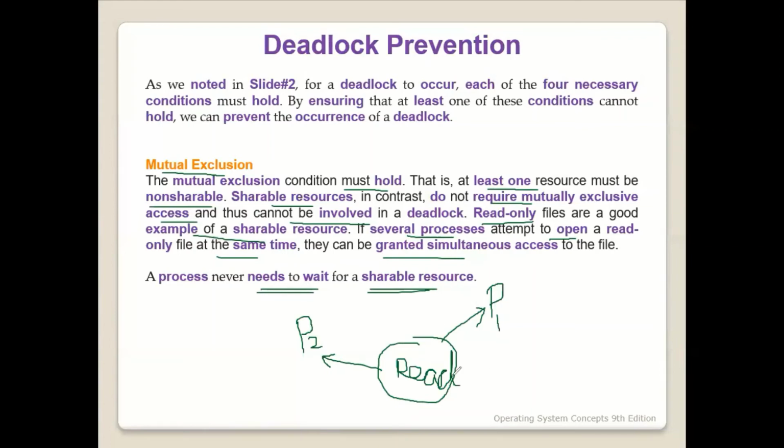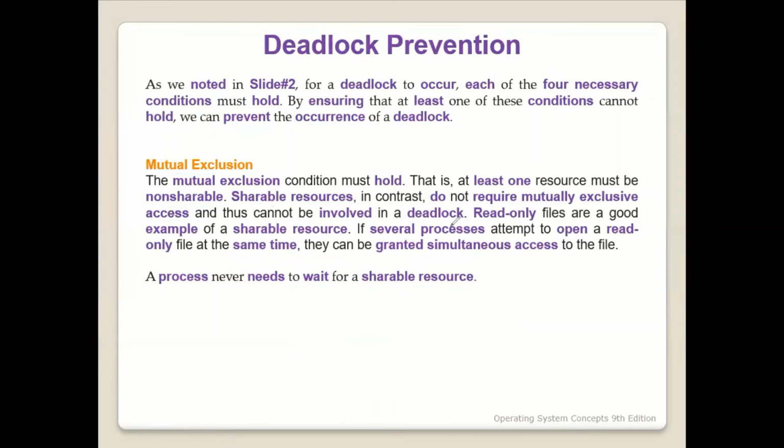That's the meaning. If a process is waiting for a resource that is held by another process, and that in turn waits for something else, then you have a deadlock. But here, a process is not waiting for a shareable resource. Of course, it's one way of avoiding deadlock. Avoiding means preventing.